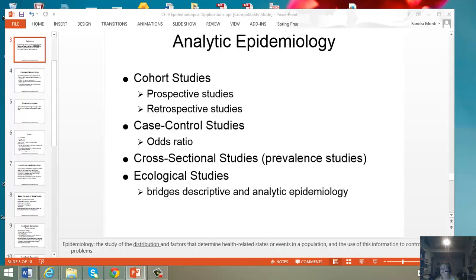Analytic epidemiology looks at cohort studies. We might look at current people, prospective studies, or go back and look at retrospective studies, things that have already happened. Case control studies look at odds ratios. We want to look at the how and why of observed patterns within health and disease. Cross-sectional studies look at prevalence, the frequencies, and ecological studies bridge descriptive and analytic epidemiology.